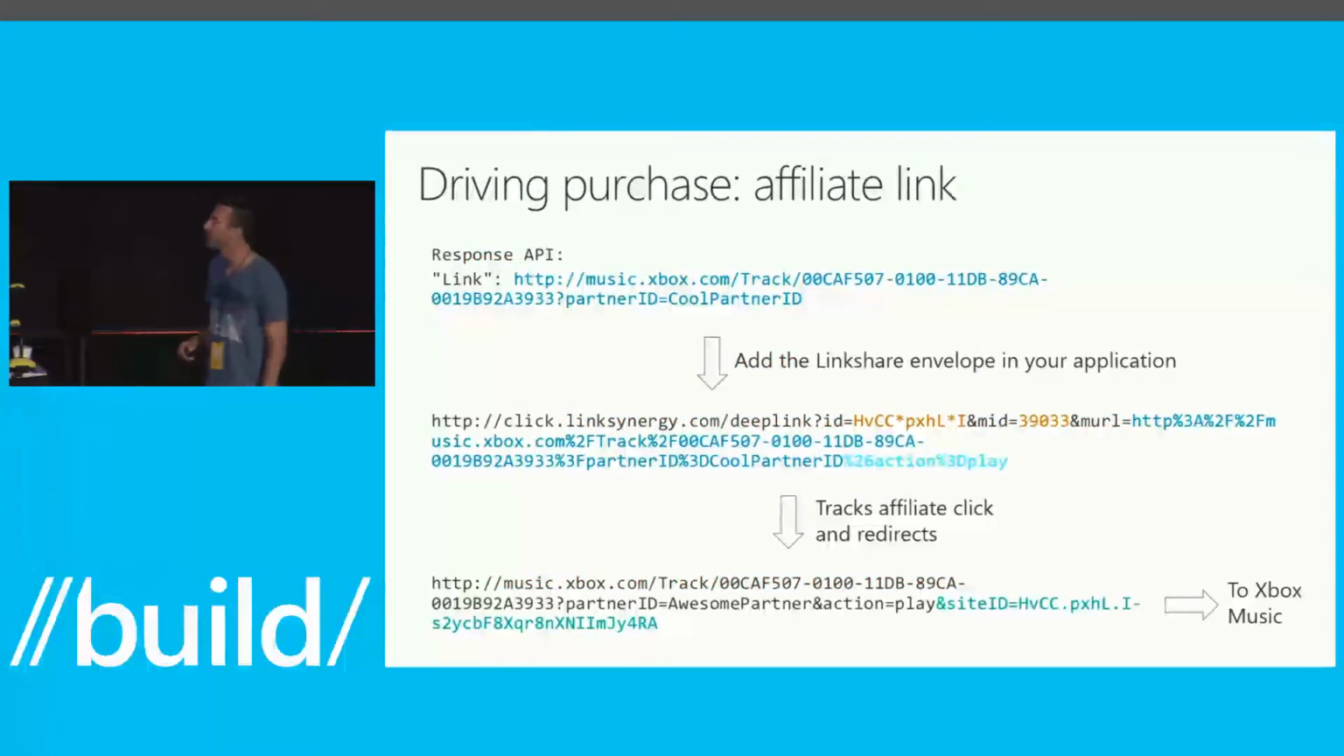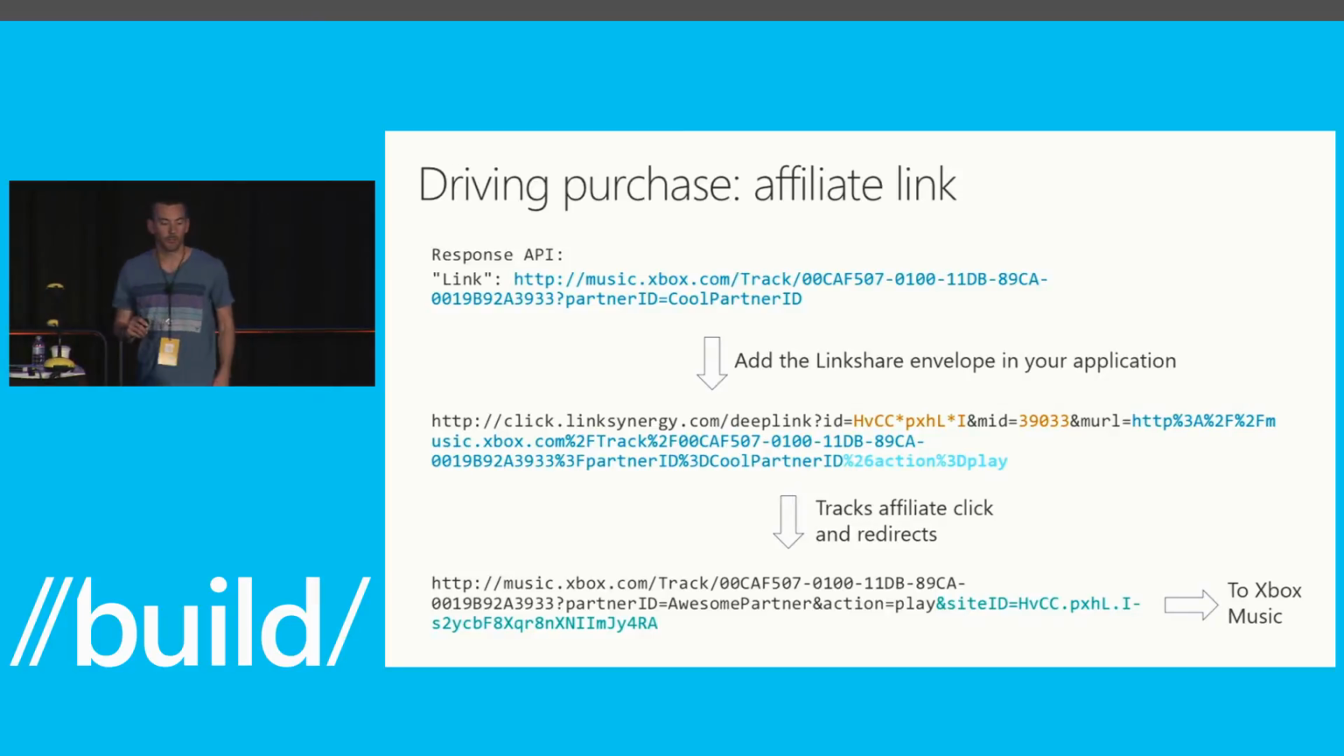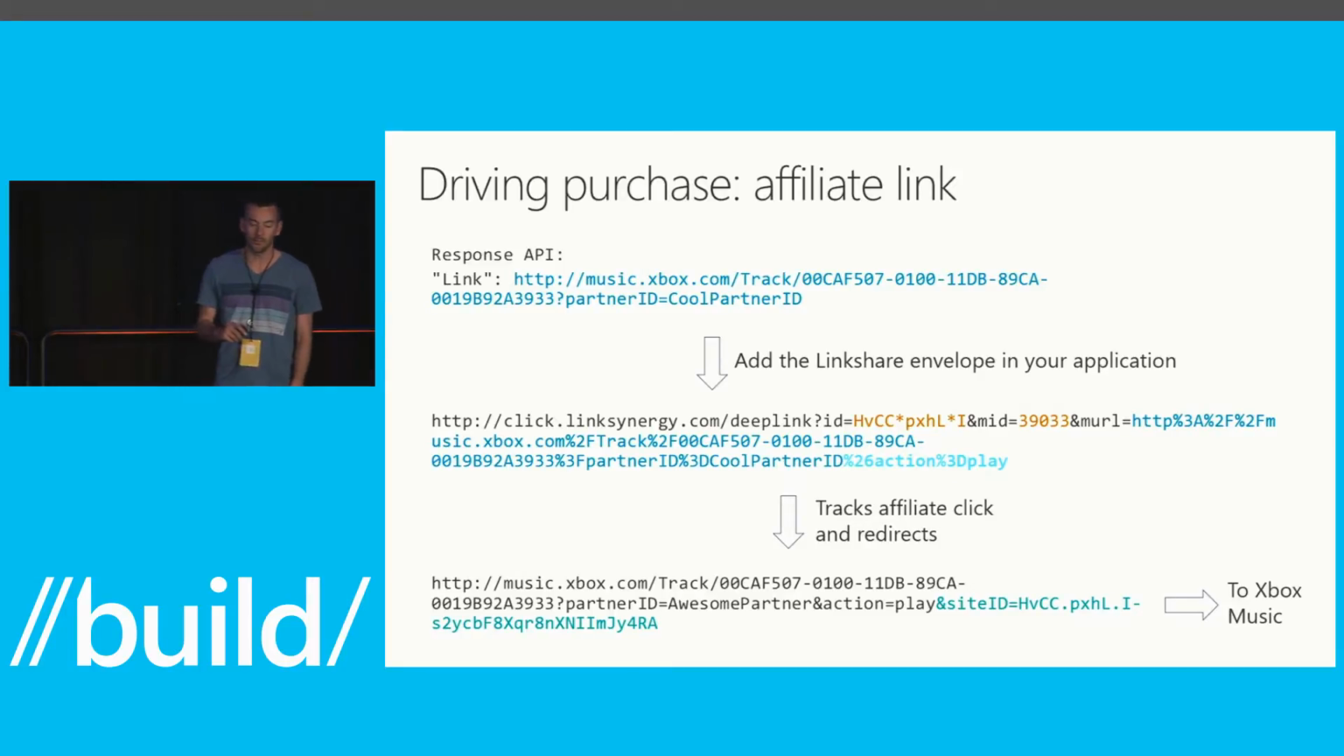Okay, so first, you take that deep link from the last slide's API response. Second, you have to create a Linkshare link envelope that includes 3 parameters. Your Linkshare ID, which is acquired from the Linkshare website. 2, the mid is the ID of the Xbox Music program in the Linkshare system. That is static. And the murl contains the link from the previous step in that API response.